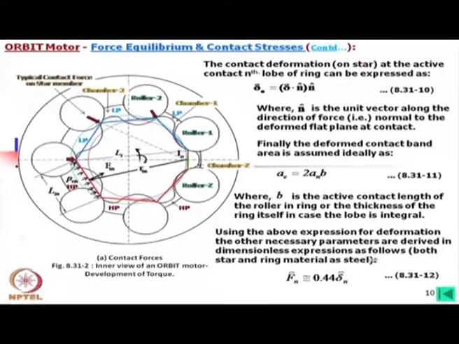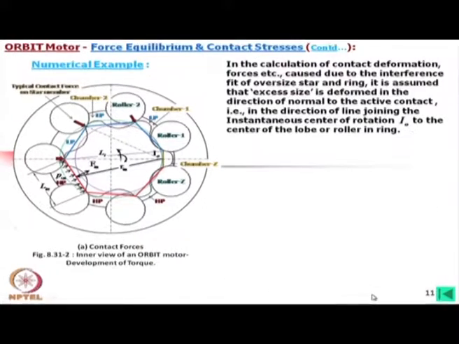Then finally, we can express this formula: the non-dimensional F n is equal to 0.44 times delta n. Look at this, this is for both star and ring material as steel, which we have considered. So, Poisson ratio is around 0.3. With that we get these relations. This is a very simple relation: any force in the normal direction is equal to 0.44 times the deformation.